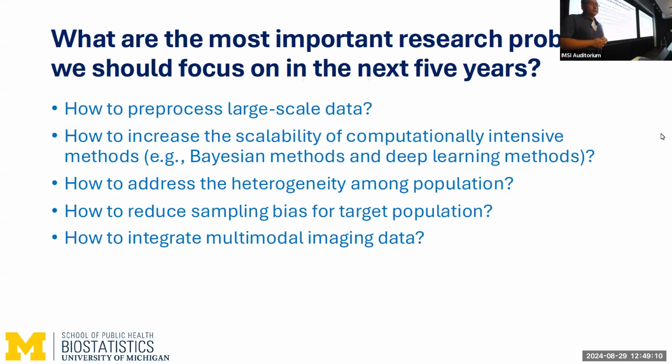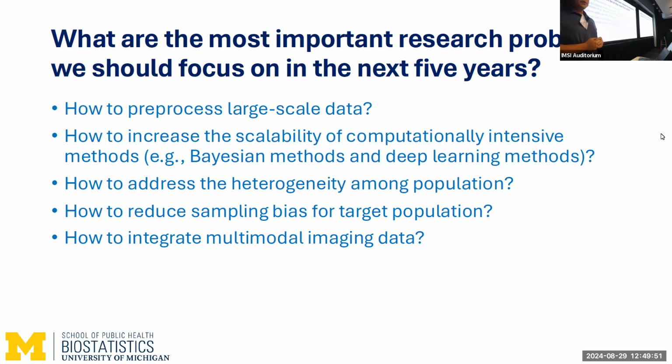Another important problem is how to increase the scalability of computationally intensive methods. I think the success of ChatGPT is because of the scalability of pre-trained transformers, which can handle very large-scale data. And I think this itself is actually a statistical problem: how you train your model to handle extremely large data sets. You can be either frequentist or Bayesian, no matter. Bayesian may be more computationally intensive, but deep learning methods also require a lot of computing resources.